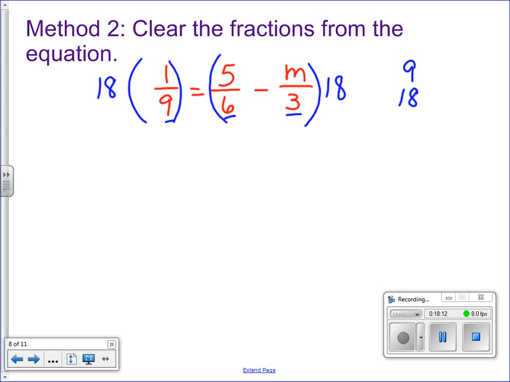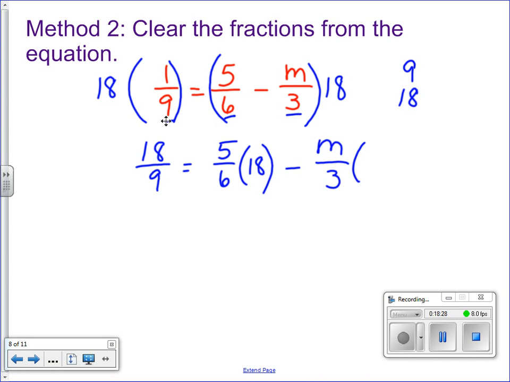All right, so here's what we have. We have 18 times 1/9 would be 18 over 9. Here we have 5/6 times 18. And then minus m over 3 times 18. All right, well, 18 divided by 9 is 2. That's the easy one.